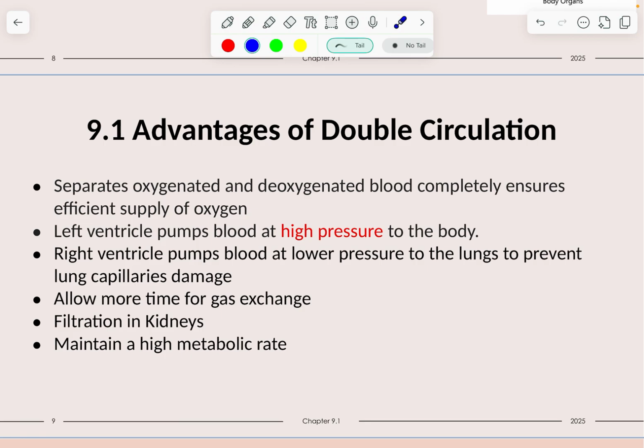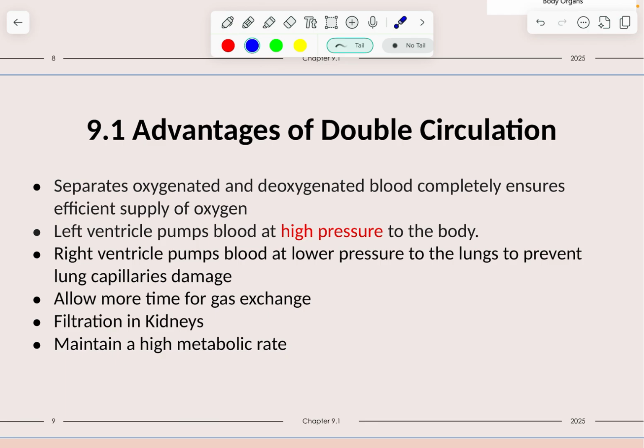And next, the left ventricle pumps blood at a higher pressure to the body. You may not understand now why the left ventricle specifically pumps that, but for now you just need to know that it pumps at a higher pressure. The right ventricle pumps at a lower pressure. Why is that? Because it is to prevent lung capillary damage. Again, we'll go through this in the next part. I think this is just to have a basic understanding now.